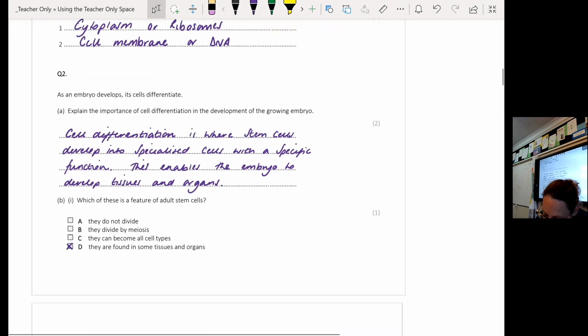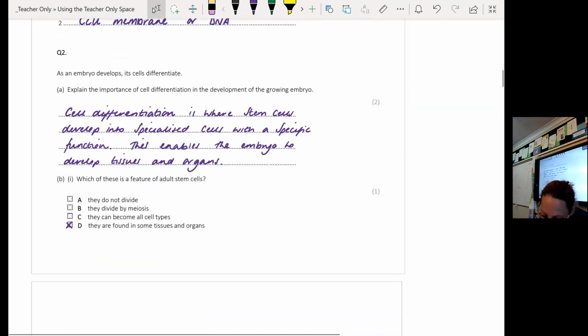So the next question was talking about stem cells, but the question was within the context of an embryo. That is because most of the time stem cells are found in embryos, because that is where a lot of our growth and development begins. As an embryo, we have to develop into a fetus, and then eventually we become a baby when we are born. Then we keep growing from there.